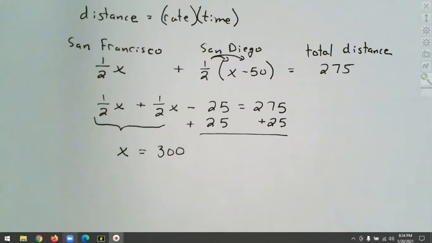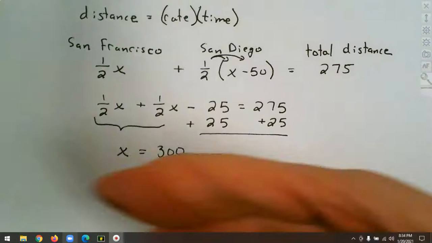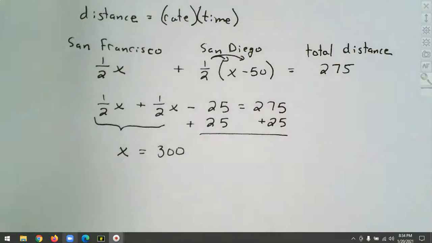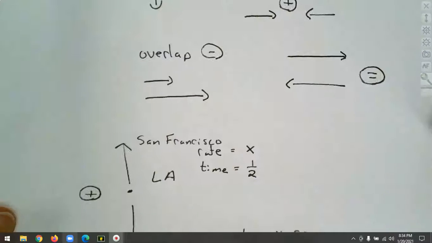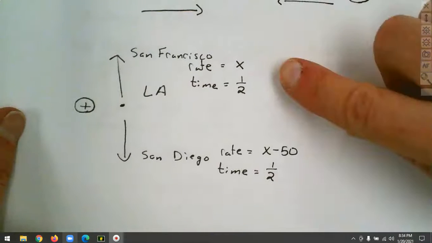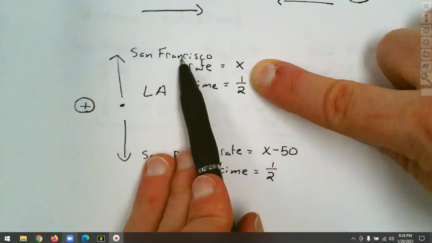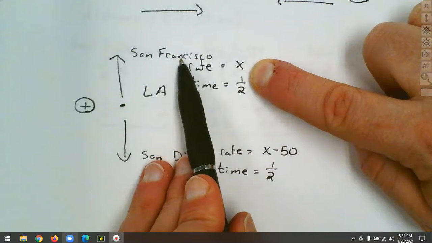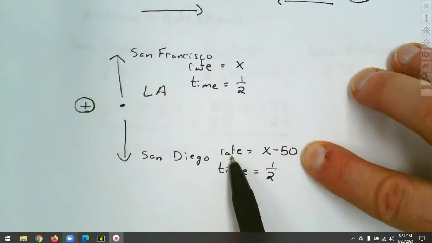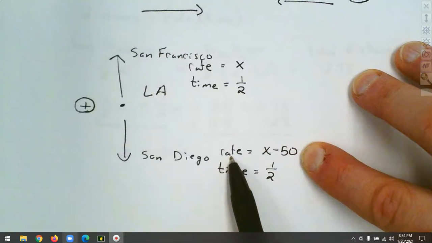That does not completely answer the question, though, because the question wants you to find the speed of each airplane. And so we need to make sure that we answer the question and label it correctly. So we've got our x. Now, what did x represent? If we go back up and look at our original diagram again, x represented the speed of the San Francisco plane, right? And what about the San Diego plane? It's slower by 50.